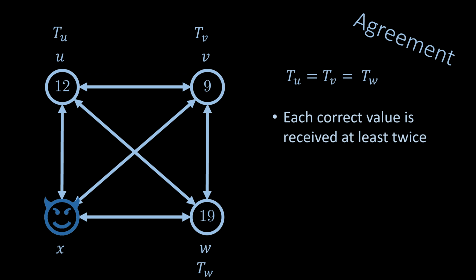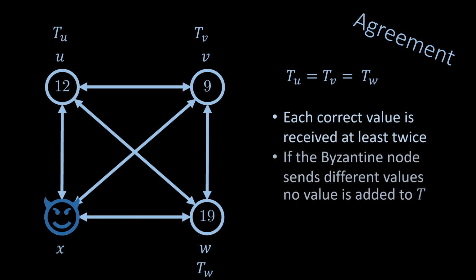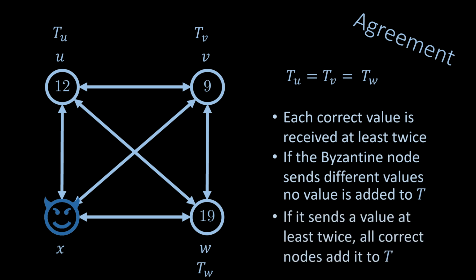So, every correct node puts the value of the other correct nodes into set T. What about the value of node X? We saw in the example that the value is ignored if node X sends a different value to each correct node. However, if it sends the same value to at least two correct nodes, these nodes will send the value around and this value will be added to T as well. Note that node X cannot get another value into T because there are only three correct nodes. We can conclude that the protocol has the agreement property.